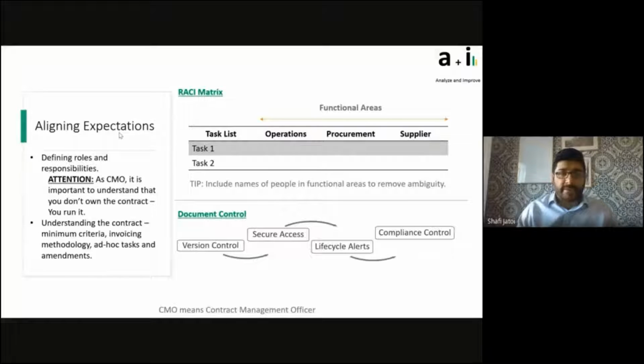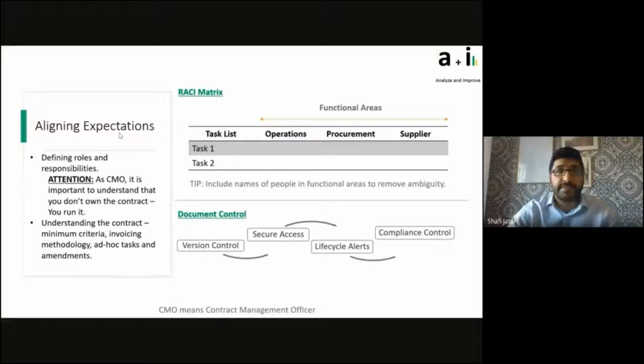As a contract management officer, if you're separate from procurement, you need to understand that you don't own the contract, you run the contract. That means the ownership of making sure that all the paperwork and everything is done and dusted belongs somewhere else. So you have to understand the contract, but any issues that are beyond your scope need to be escalated, so that your focus is making sure the contract is running as it was meant to run.